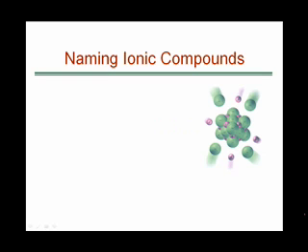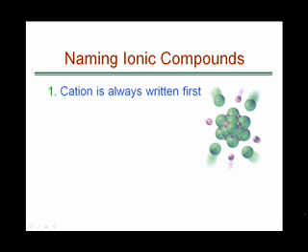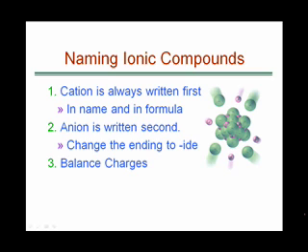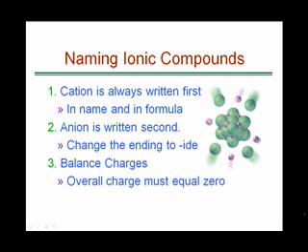So naming ionic compounds. Well, the cation is always written first. So that's the first rule in naming ionic compounds. The second rule is the anion is always written second. And the anion's name changes the ending to "ide." Okay? Last thing that needs to happen is your charges for the ions need to balance out to an overall charge of 0.